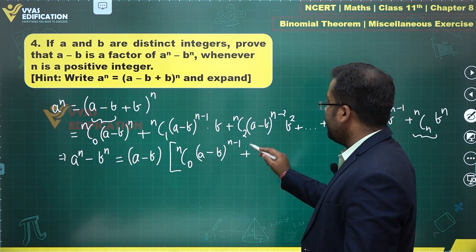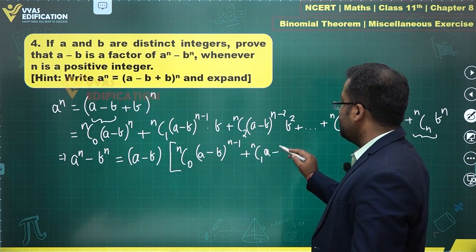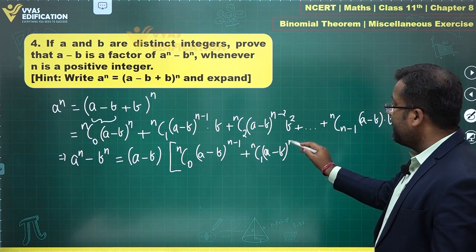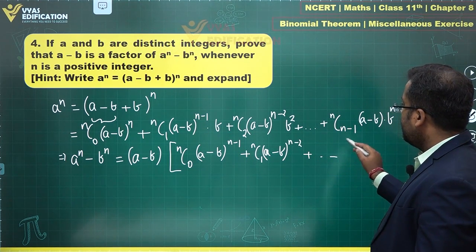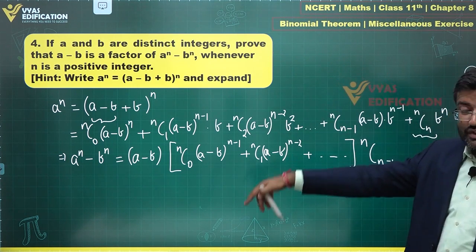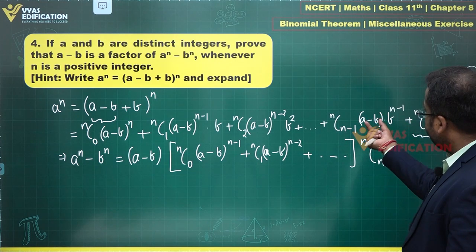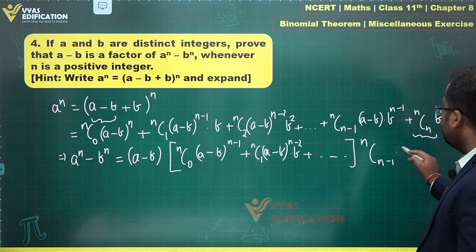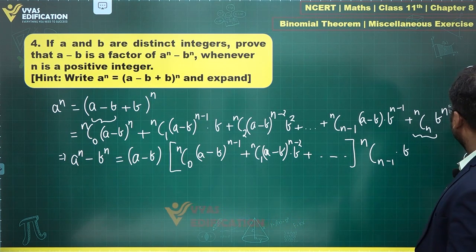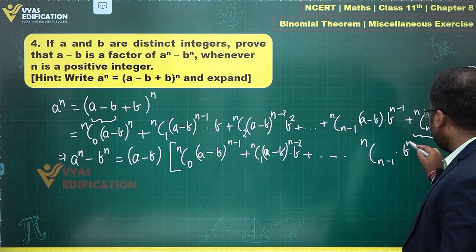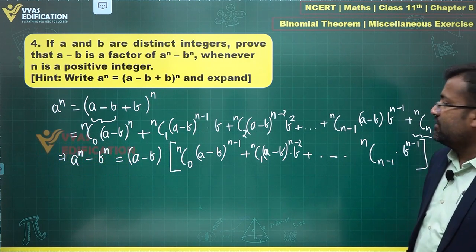Plus nC1 times (a minus b) power n minus 1 will reduce to power n minus 2, plus dot dot dot. And the last term will be nC(n minus 1). Mind you, this term is already moved to the LHS, so this term times (a minus b). By the way, there's a b power n minus 1 over here, and then the bracket closes, right?